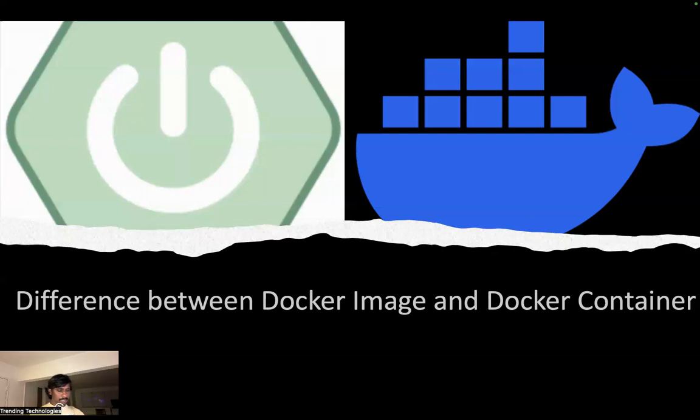Whereas the Docker container is when the image runs. When our application runs, it will be running inside a container. So the runnable instance is nothing but the container.